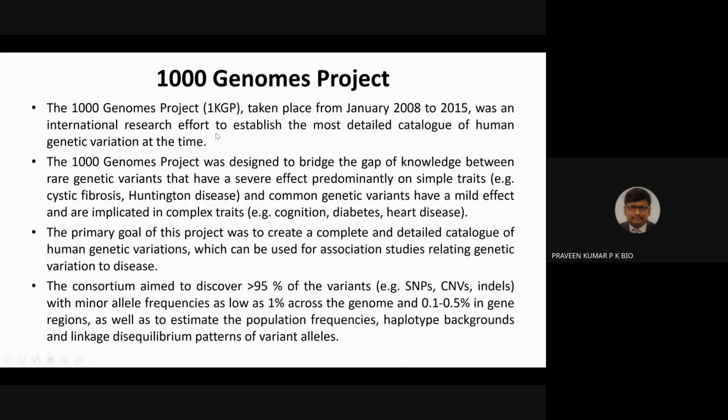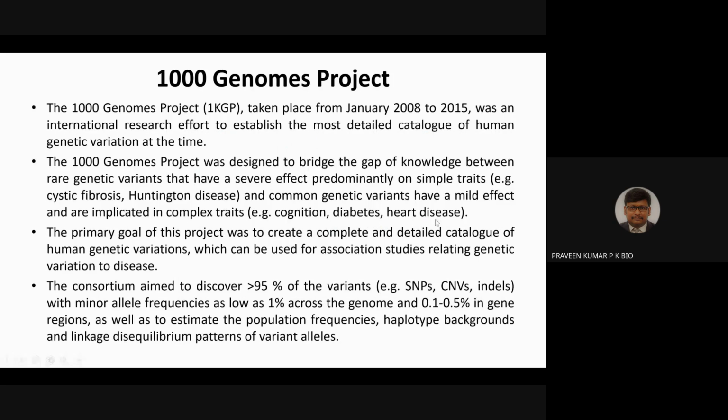So one should try with this 1,000 genomes. After 2003, in 2015, we got a fully established 1,000 genome project. This is generally used for these diseases: cystic fibrosis, Huntington, diabetes, heart diseases. So these are emerging diseases, isn't it? Emerging fatality in Indians and almost everywhere in the world.